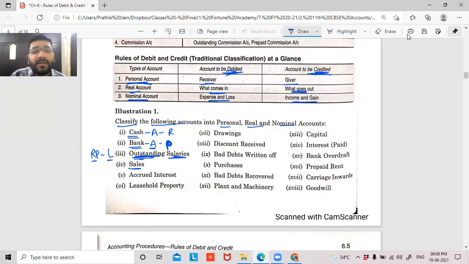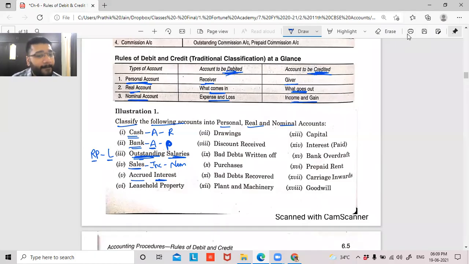Next is, guys, sales. What flavor do you get from sales? Asset, liability, income, expense? Sales is income. You get the flavor of income. So the rule that you look up to is nominal. Nominal. Now, accrued interest.